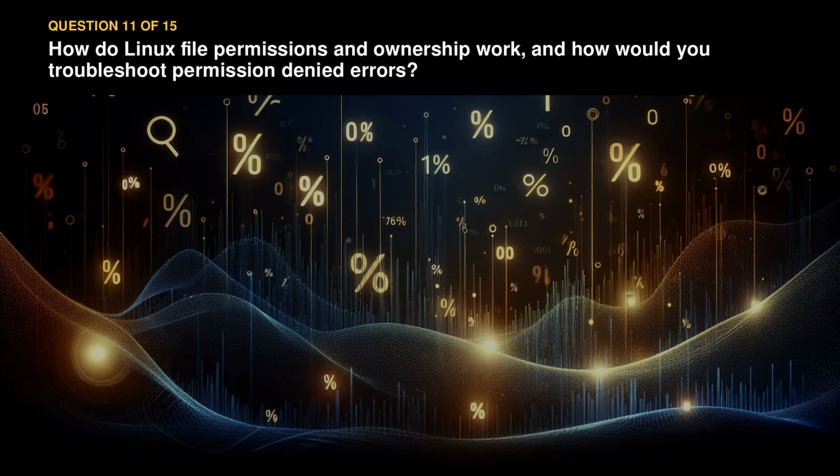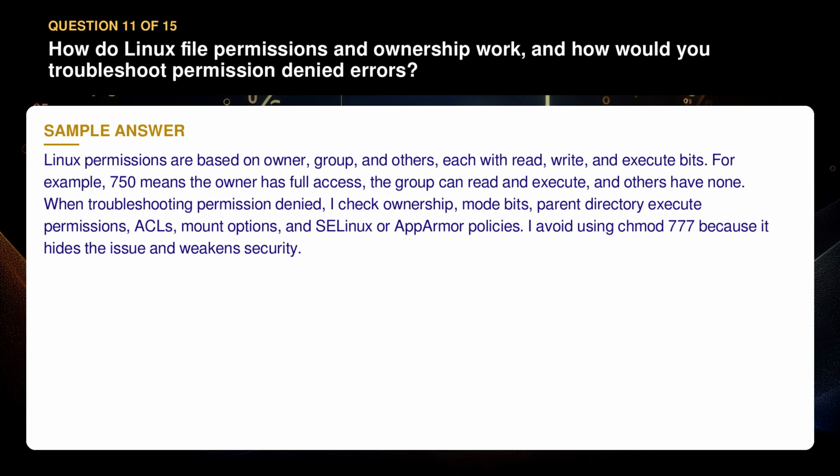Question 11. How do Linux file permissions and ownership work, and how would you troubleshoot permission-denied errors? Linux permissions are based on owner, group, and others, each with read, write, and execute bits. For example, 750 means the owner has full access, the group can read and execute, and others have none.